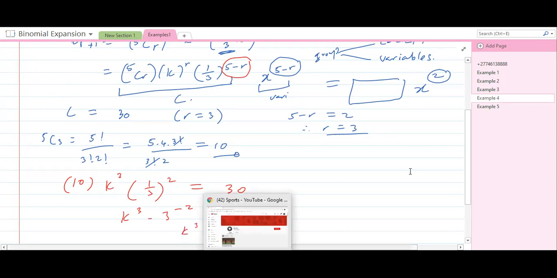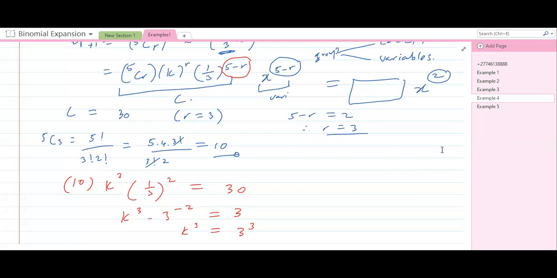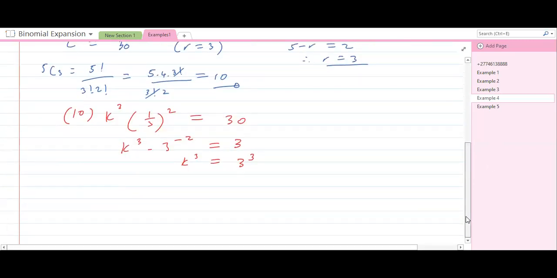Therefore k cubed is equal to 3 cubed. Therefore k is equal to the cube root of 3 cubed, which is equal to 3. This implies k has to be the value 3, right?